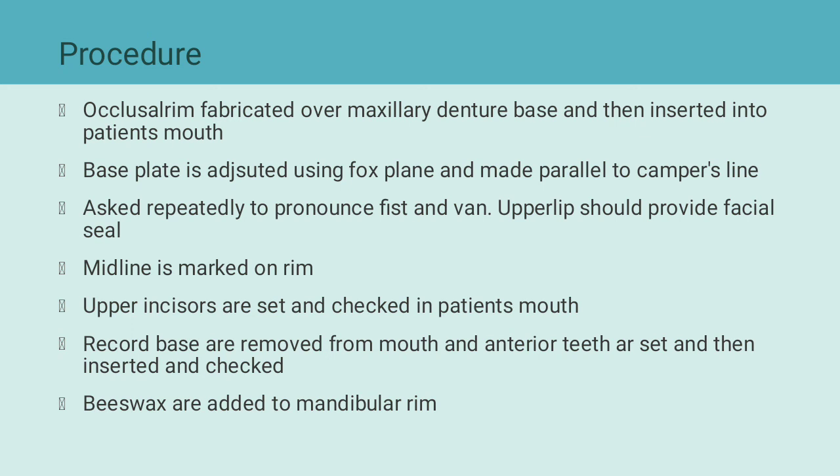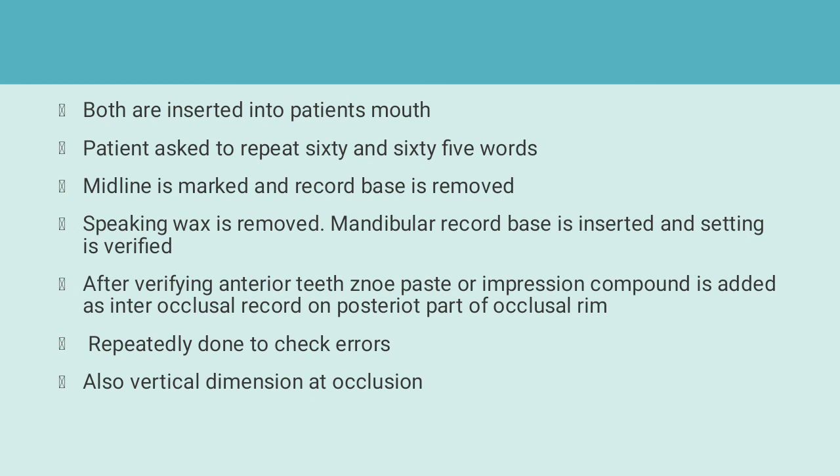These steps are for the maxillary occlusal rim. The next one is the mandibular rim. In the mandibular rim, beeswax is involved. Then both are inserted into the patient's mouth. Then the patient is asked to repeat the words sixty and sixty-five repeatedly. Then the midline is marked and the record base is removed. Then the speaking wax, that is the beeswax, is removed, the mandibular record base is inserted and the setting is verified. After verifying, an impression material, that is zinc oxide eugenol paste or compound, is added as an interocclusal record on the posterior part of the occlusal rim.